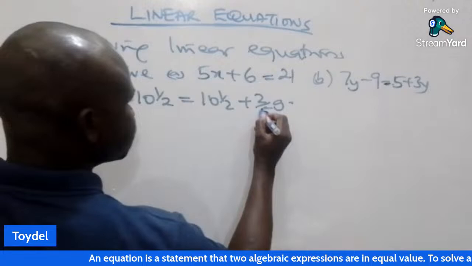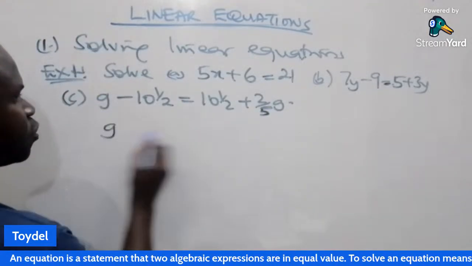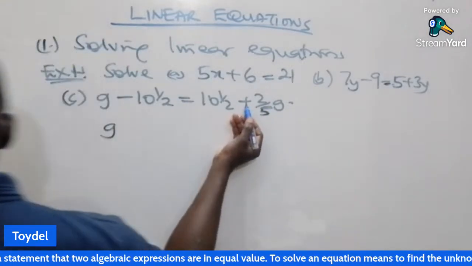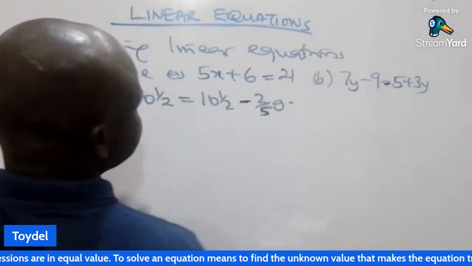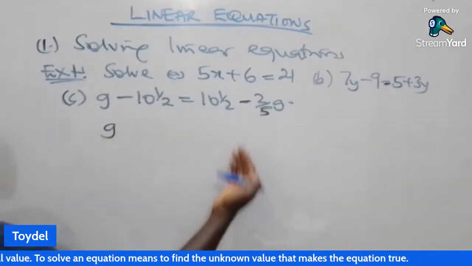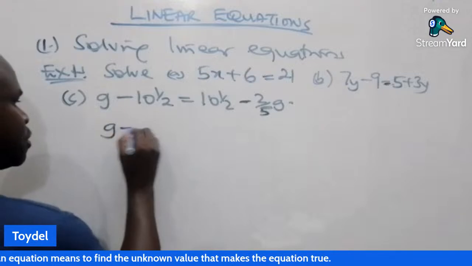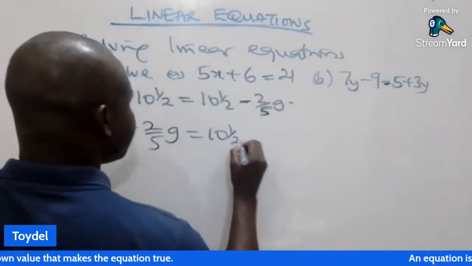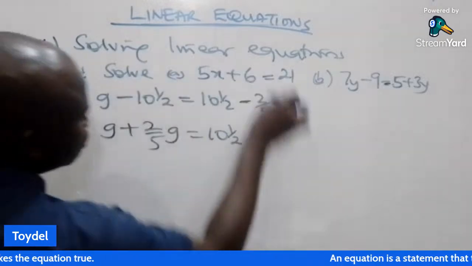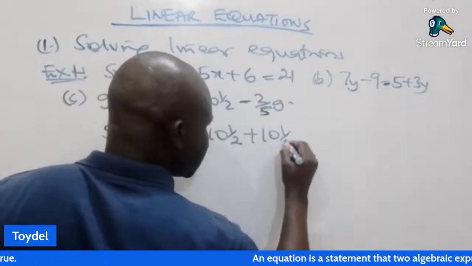So this is 2 all over 5. So we have G, which is unknown. We have it to be plus here. No, here is minus. By the time it crosses this equality sign, it becomes plus. So we have G plus 2 all over 5G to be equal to 10 and a half. We have minus 10 and a half here. We take it to the other side. It becomes plus 10 and a half.